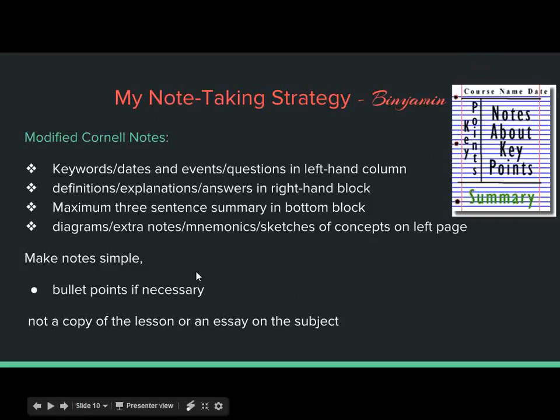And it's really important to make these notes simple and use bullet points if you need to, because if you just write a copy of what's in the lesson or basically an essay on the subject, it's going to be really hard to follow, and you won't be able to link your keywords in the left column to the information about them in the right-hand block as easily.